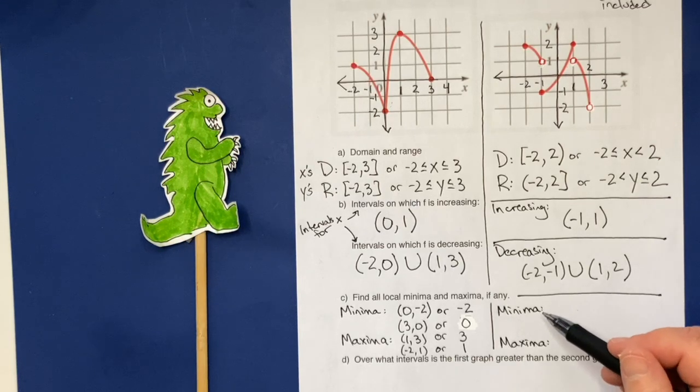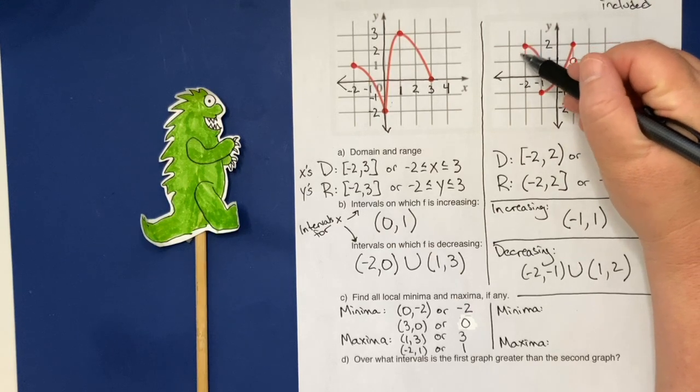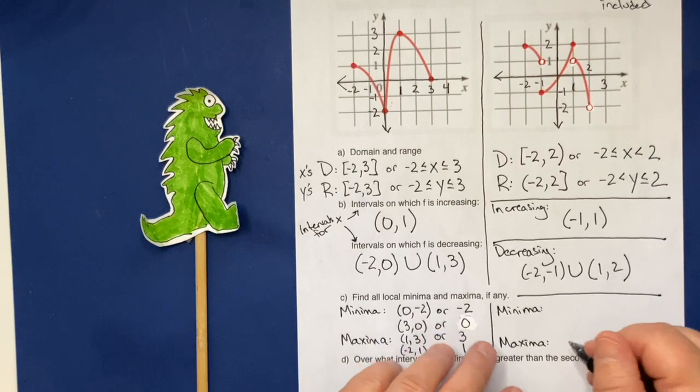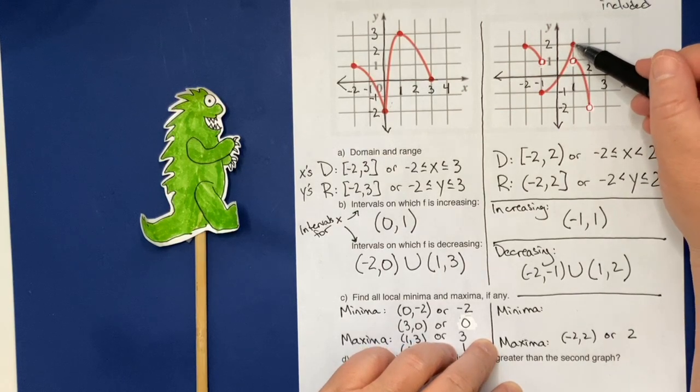Okay, over here, minima and maxima. So this is complicated with all these broken points, broken pieces. So I claim that this point is a local maximum. Do you agree? It's a local maximum, I think. So I'm going to do -2, 2. And then there's also a local maximum that's right here. And that is this point, which is 1, 2.